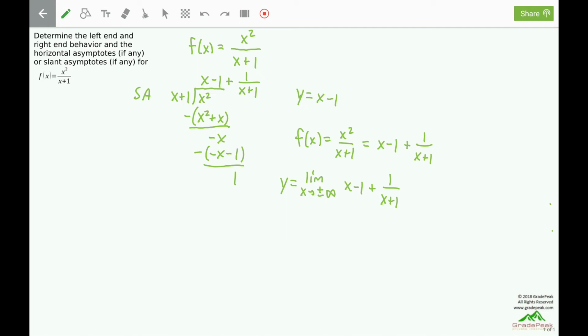The term 1 over x plus 1, the remainder, will go to 0 as x approaches positive infinity or negative infinity. What's left over is x minus 1, and that is the slant asymptote, y equals x minus 1.